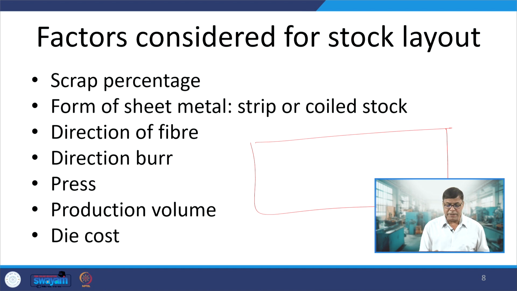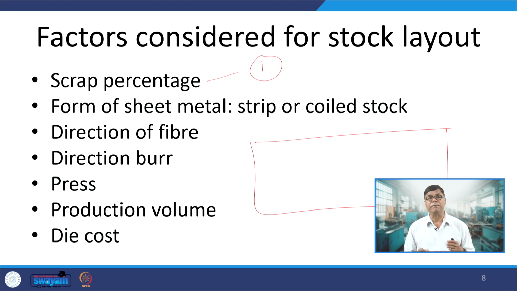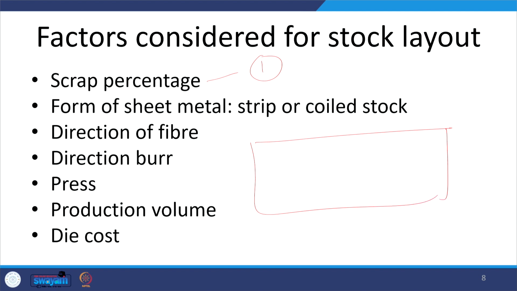That depends on multiple aspects, but the first and foremost parameter is the scrap percentage or the material utilization. Efforts are always made so that the stock layout is developed in such a way that the scrap percentage is minimum, but it again depends on the form of the sheet metal, whether it is in the form of a strip or in coiled form. Particularly in the case of lengthy high volume productions, coiled stock is also used.